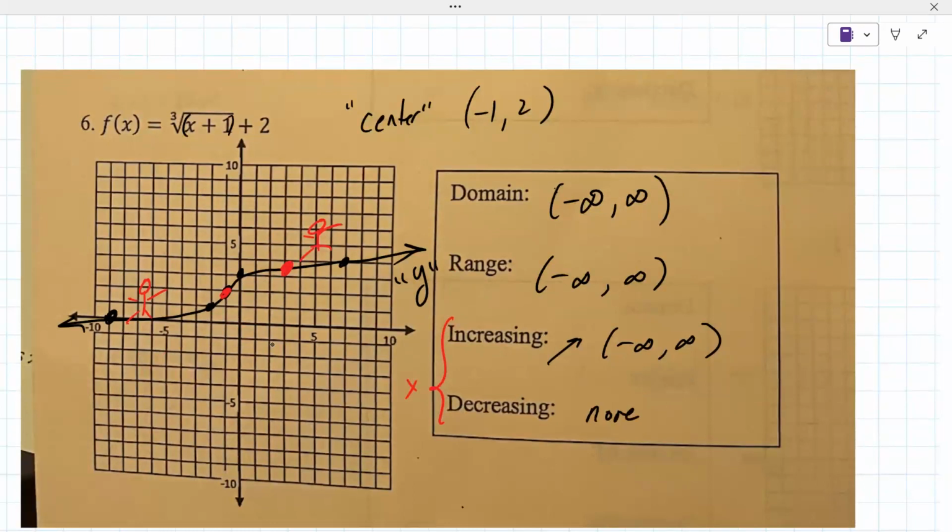Decreasing is none because there's no downhill. And when you think of uphill and downhill, you're always going to the right. We read left to right. We look at things left to right. Maybe if you're left-handed, you could argue that that's odd, but for the rest of us, that's considered normal.